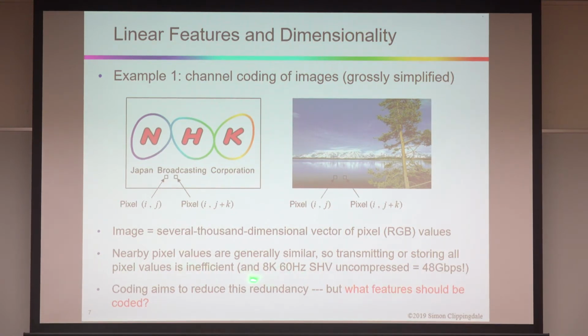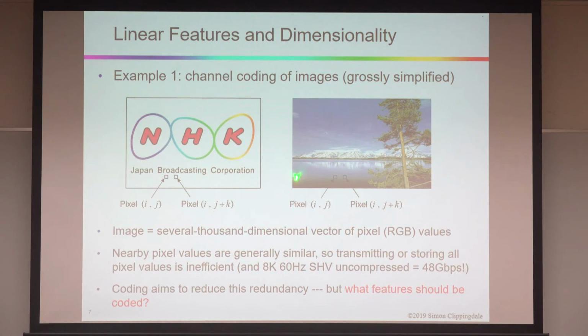It's inefficient, and if you take the extreme example, an 8K super high vision video at 60 hertz frame rate is 48 gigabps, and you don't want to be transmitting that or storing it if you can help it. So we aim to reduce the redundancy in the signal, which raises the question of what kind of features should you extract and code.